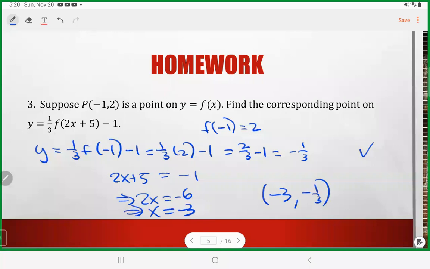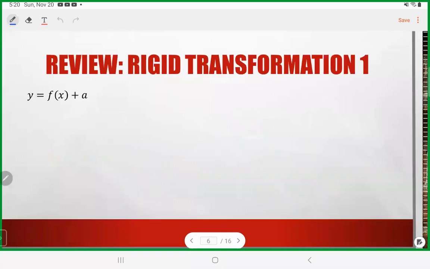So use my method, which is very nice. If you had done this with any other method, for example, transforming the point directly, that would have been very tedious, right? So you have to use this method to make it faster. Very good. So let's just review some transformations.